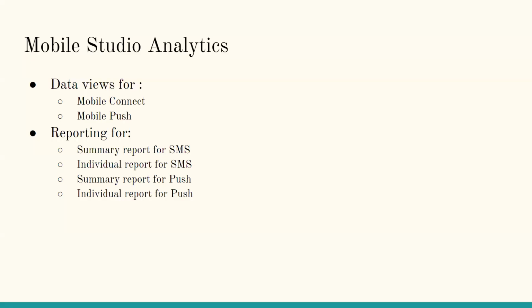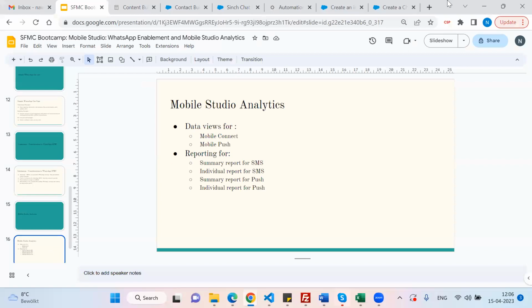In the case of Mobile Studio analytics, we have two types of variations, or three maybe. We have data views, right, which is our easy one for Mobile Connect and Mobile Push. In the case of data views for Mobile Connect, you have different types. One is the individual tracking message. So I can just go here.